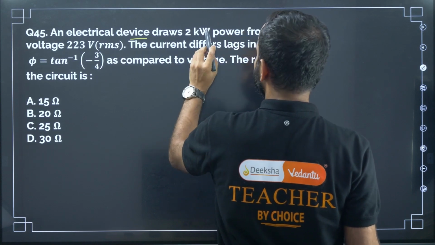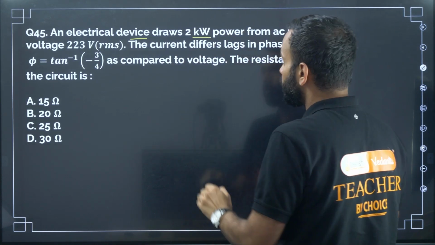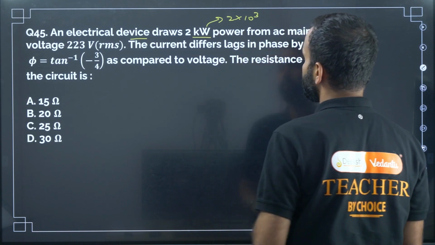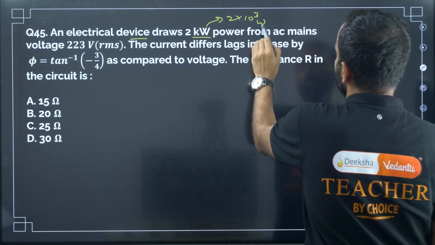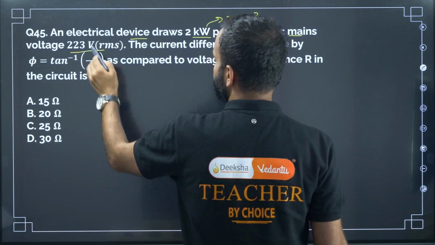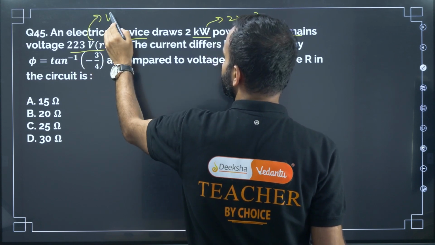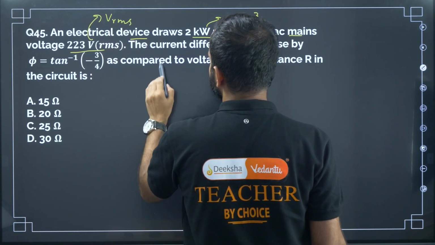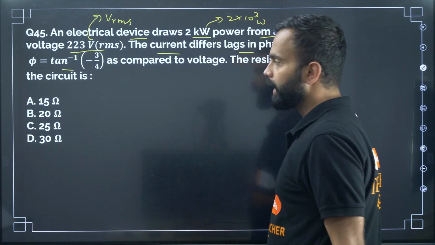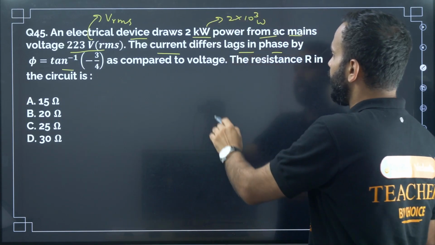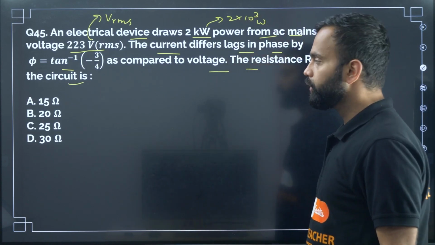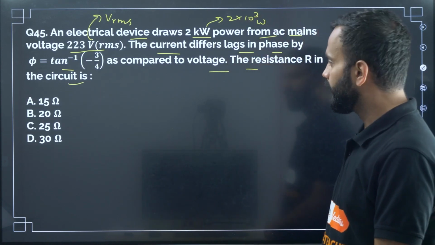An electrical device draws 2 kilowatt power, that is 2 into 10 to the power 3 watt power, from AC mains voltage 223 RMS. Here VRMS is 223 volt. The current lags in phase by phi equal to tan inverse of minus 4 by 3 as compared to the voltage. The resistance R in the circuit. Okay, we need to find resistance R in the circuit, right?